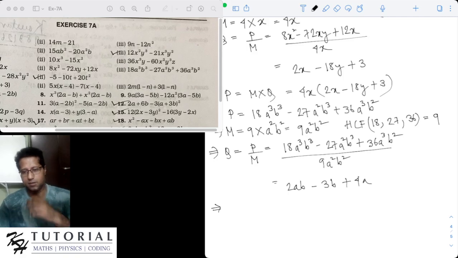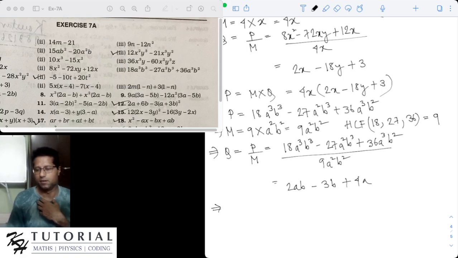Now you must be very thorough in doing the division of a polynomial by a monomial or a polynomial by a binomial. That is your concepts from the previous chapter, that is addition, subtraction, multiplication, division of algebraic expressions must be very clear and thorough.